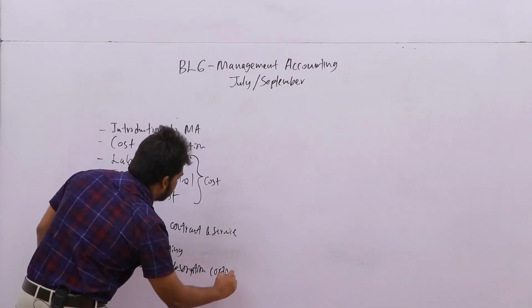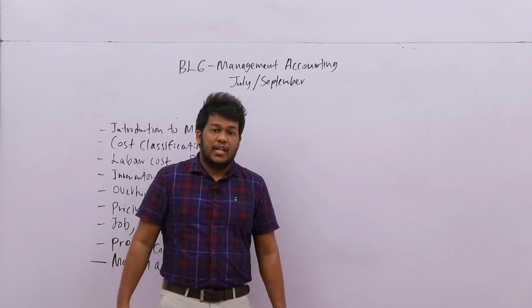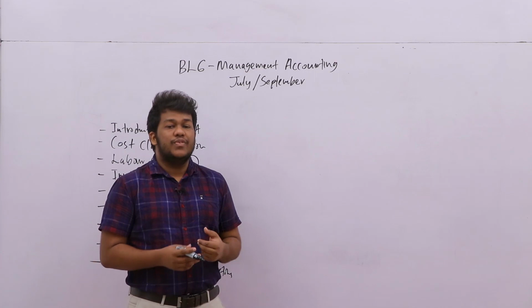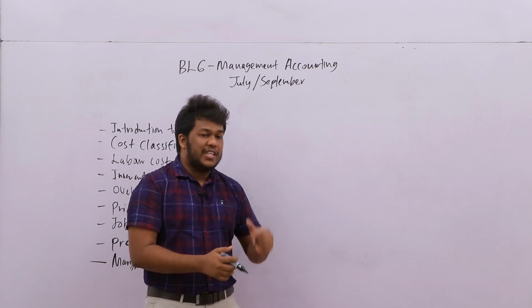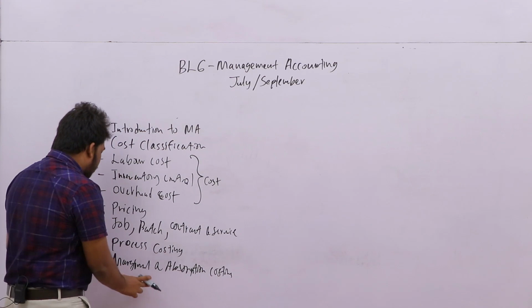In marginal costing, you have to learn how to calculate the contribution, how to calculate the break even, likewise. And when you come to absorption costing, you will have to learn the difference between the value of the inventory based on marginal costing and based on absorption costing. It will depend on the fixed cost. You will learn that after finishing this lesson.